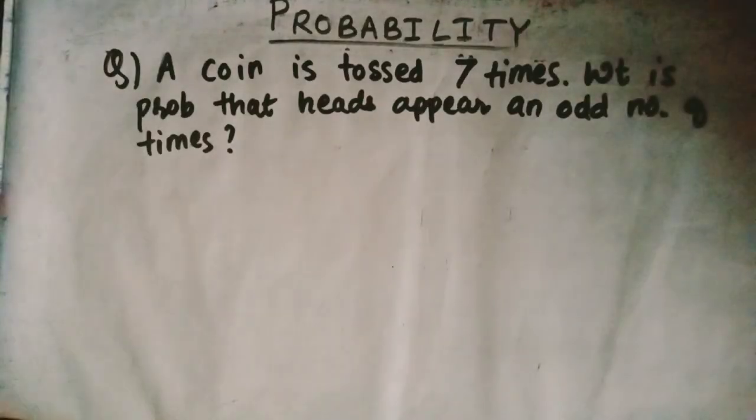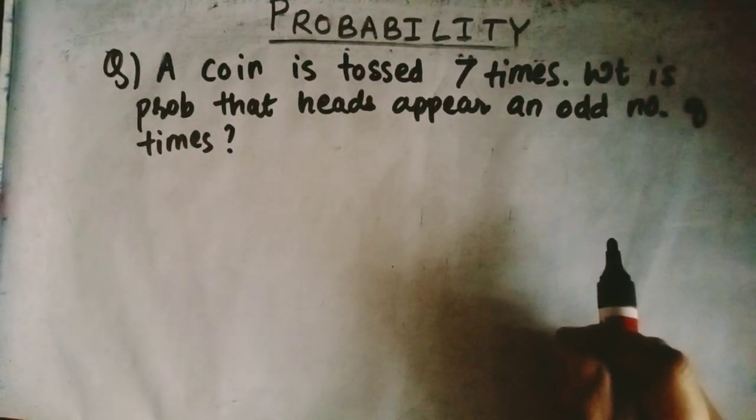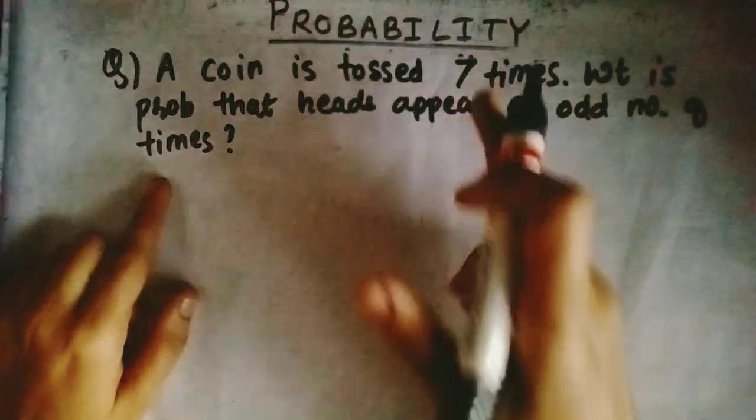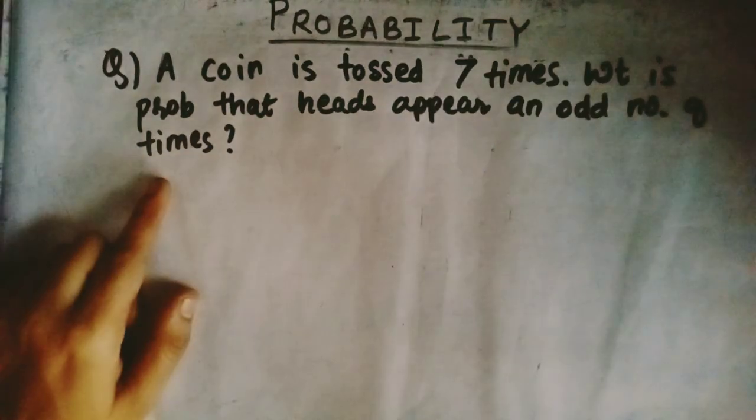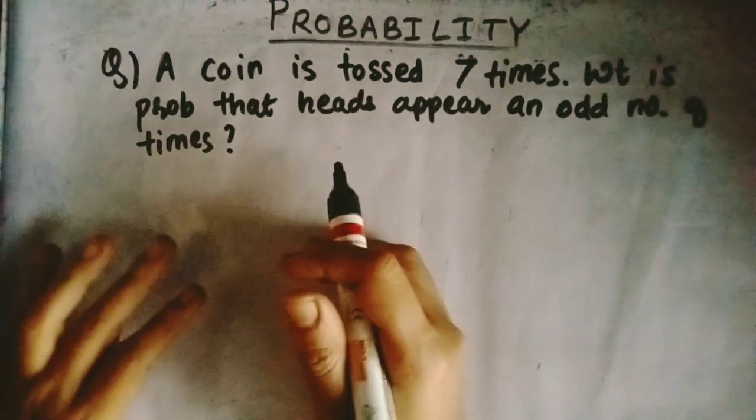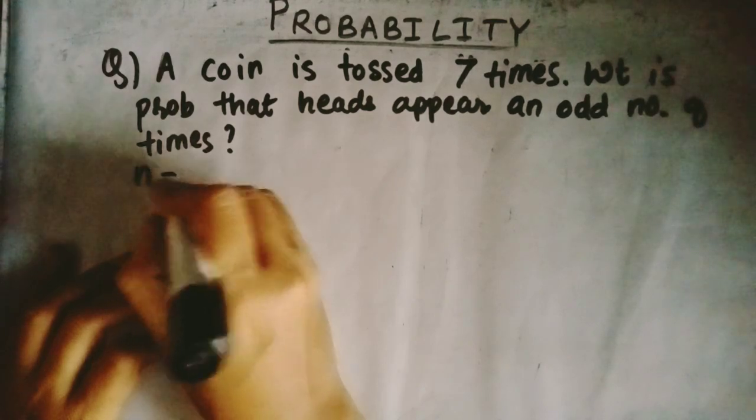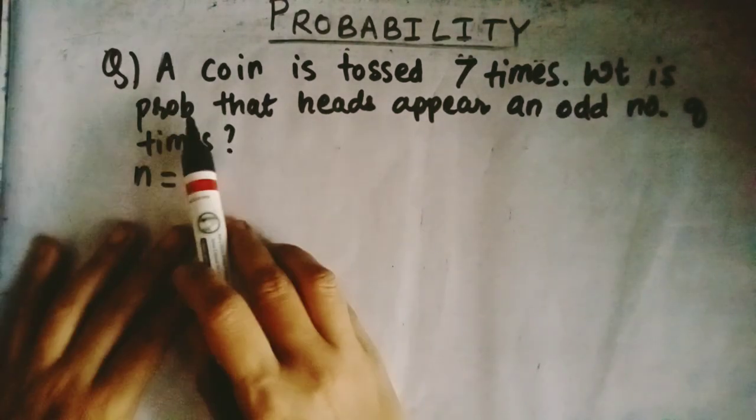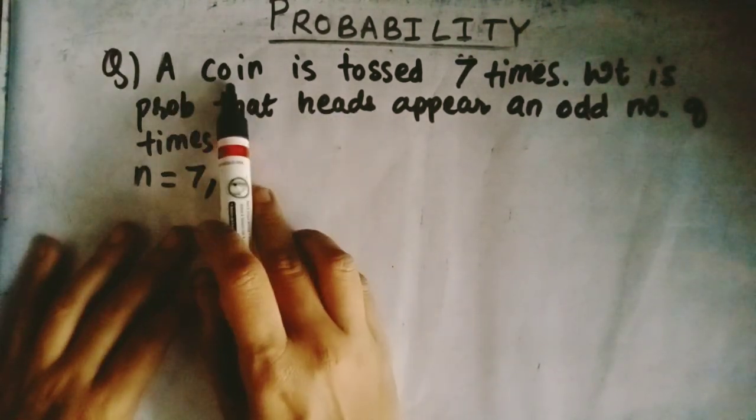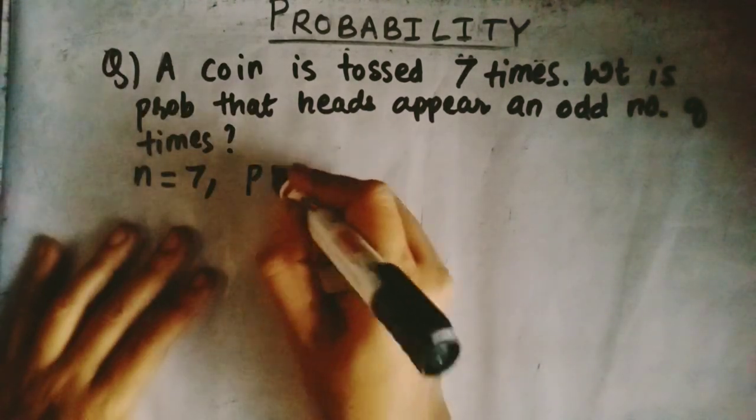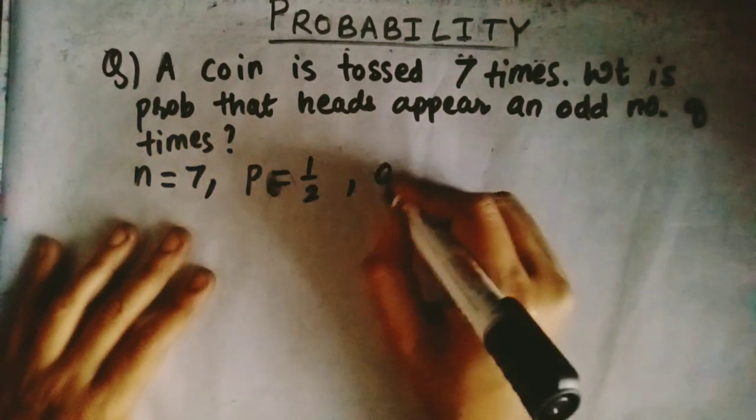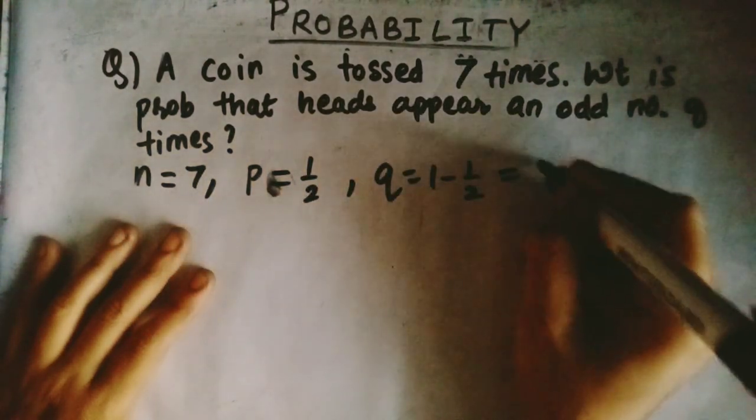Now the question is, a coin is tossed 7 times. What is the probability that heads appear an odd number of times? Again here the number of trials is high, right? 7 times it is given. So this is also based on binomial distribution. So n is equal to 7. Now the probability of success, that is heads. When you toss a coin, the probability of getting a head is half, right? So q will be 1 minus half, which is half.